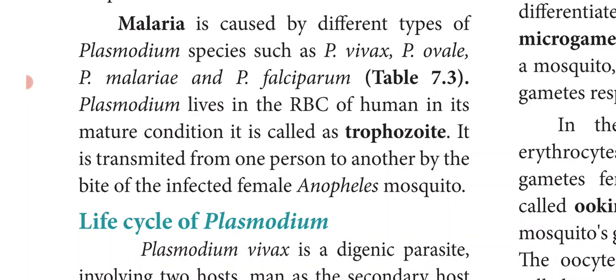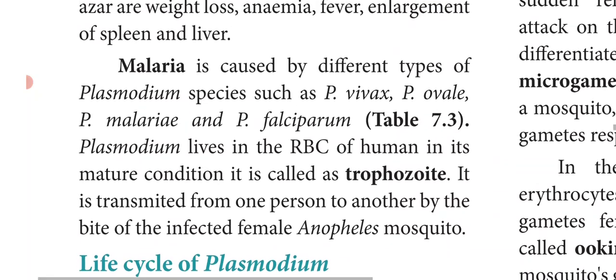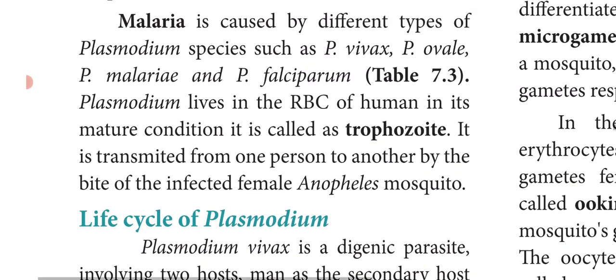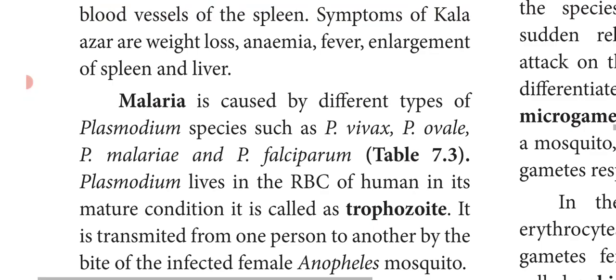This parasite is transmitted from one person to another by the bite of an infected female Anopheles mosquito. So the vector which transmits the disease is the female Anopheles mosquito. Out of these four types of Plasmodium, the malaria caused by Plasmodium falciparum is very dangerous and it leads to death. In the next class we will discuss the life cycle of Plasmodium.